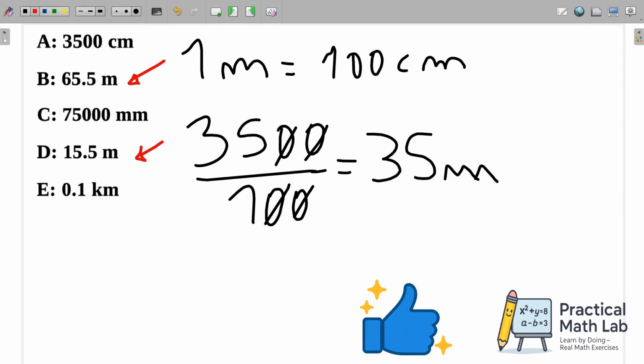So far, B is the largest, 65.5. We already know D isn't it, 15 meters. Letter A, 35, isn't it either.